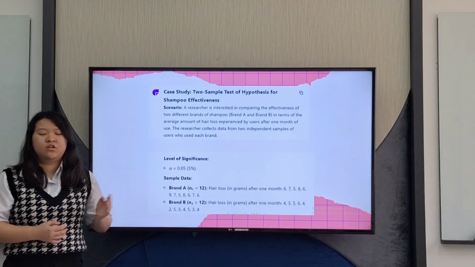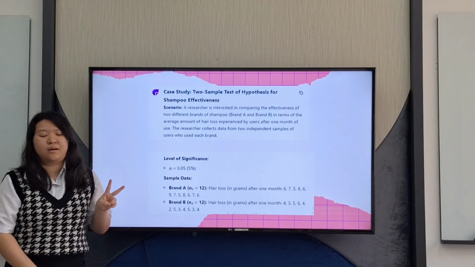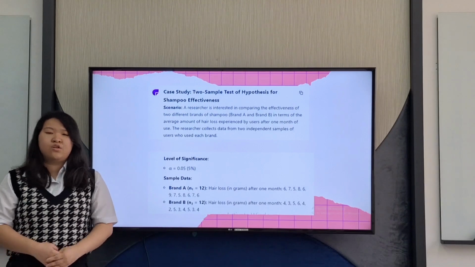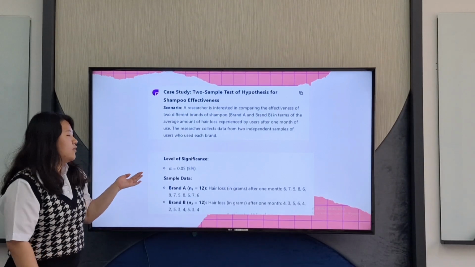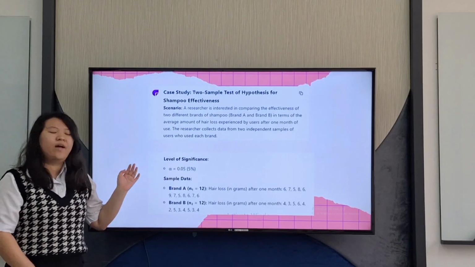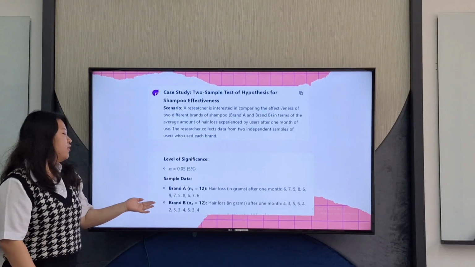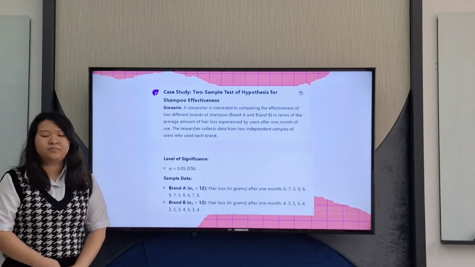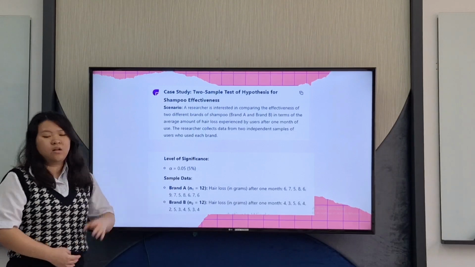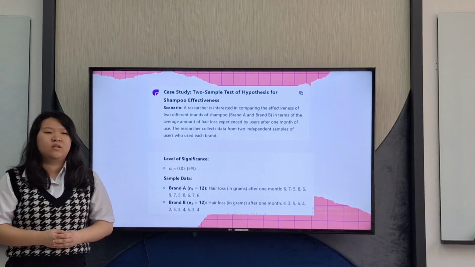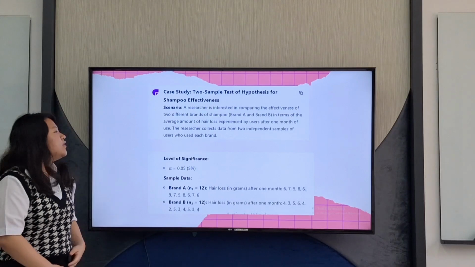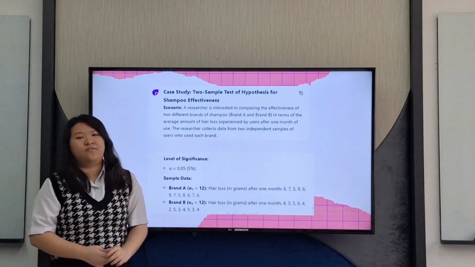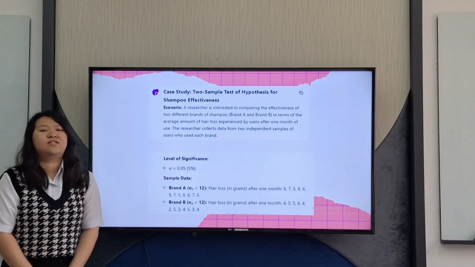The researcher collects the data from 2 independent samples of users who use each brand, with the level of significance being 0.05, and this is the sample data for brand A and brand B. From this case study, we can know what hypothesis we should use. By this keyword, which is comparing the effectiveness, we know that this case is two-tailed.